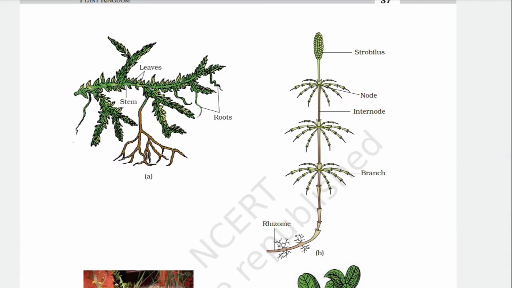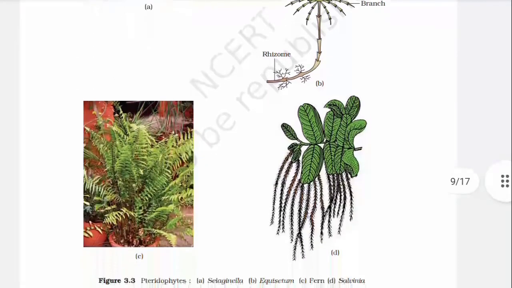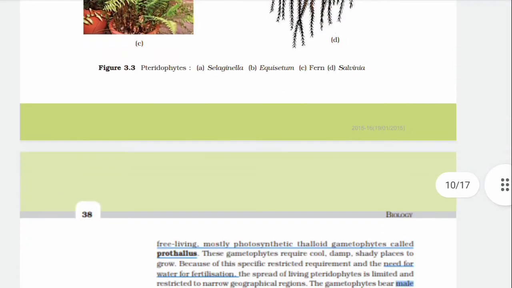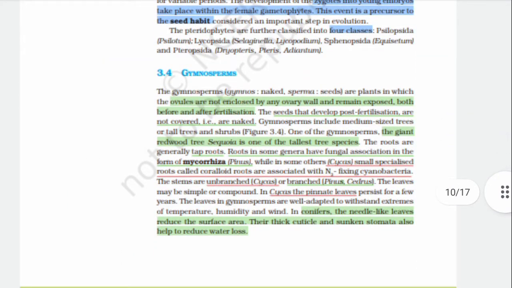These are the examples of pteridophytes. First one is Selaginella. As you can see, they have true leaves, true stems and true roots. And second one is Equisetum. Third one is Fern. And fourth one is Salvinia. Next we will move on to gymnosperms. Okay.